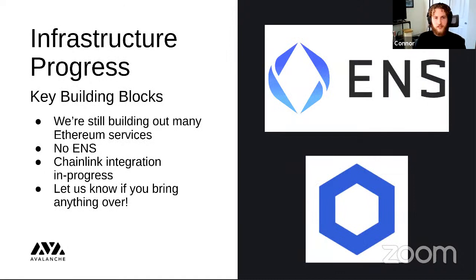Another difference is just our infrastructure progress. We're a new chain. Our mainnet launch was in September, I think, of last year. So we're still very new, and we're still bringing over a lot of the key DeFi and smart contract building blocks. One thing that we don't have yet is an Ethereum name service implementation. Our Chainlink Oracle integration is currently ongoing and should be complete very soon, but it's not quite there yet.